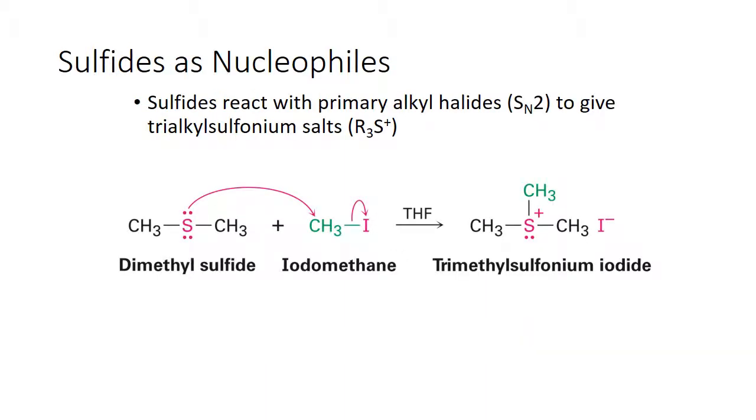Sulfides can be nucleophiles also, but they don't have a leaving group on them because oxygen-carbon bonds, sulfur-carbon bonds, carbon-carbon bonds and nitrogen-carbon bonds are hard to break. So when a sulfide acts as a nucleophile, a charge develops on the sulfur and you make a salt. So when dimethyl sulfide reacts with iodomethane, it makes a trimethyl sulfonium iodide. Notice it is a salt, and it does not lose a leaving group.